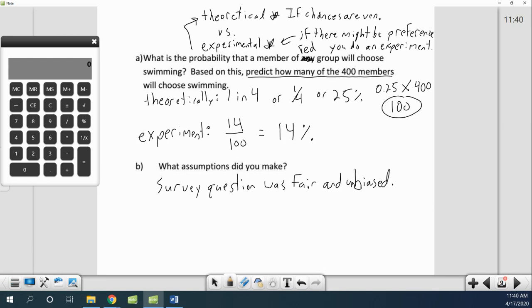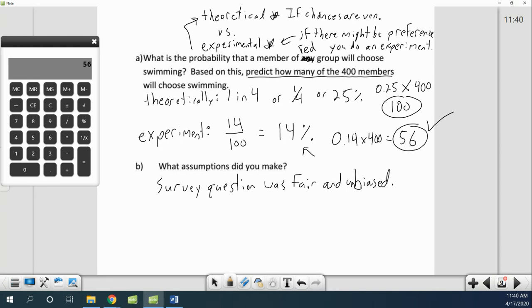So theoretically, 100 of them should have picked swimming. If we use red team's results, though, our prediction would be 0.14 times 400. We're thinking that experimentally we should have 56 swimmers.